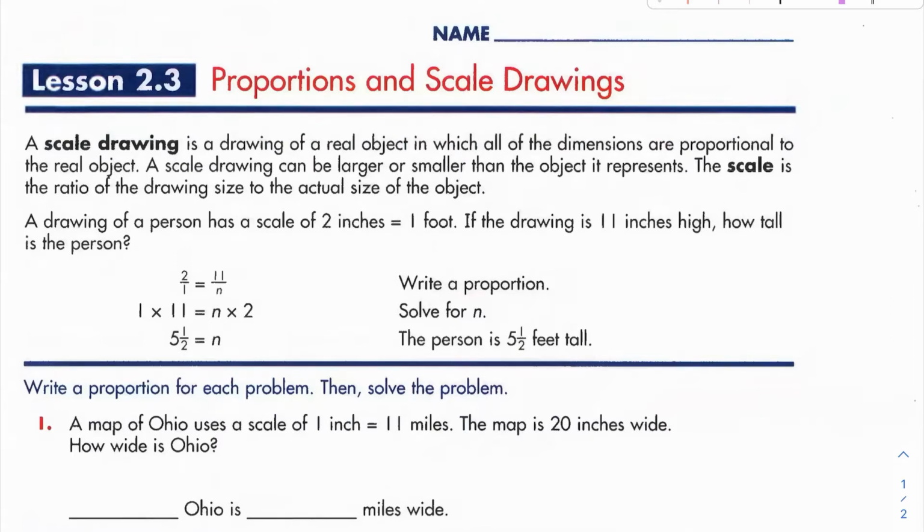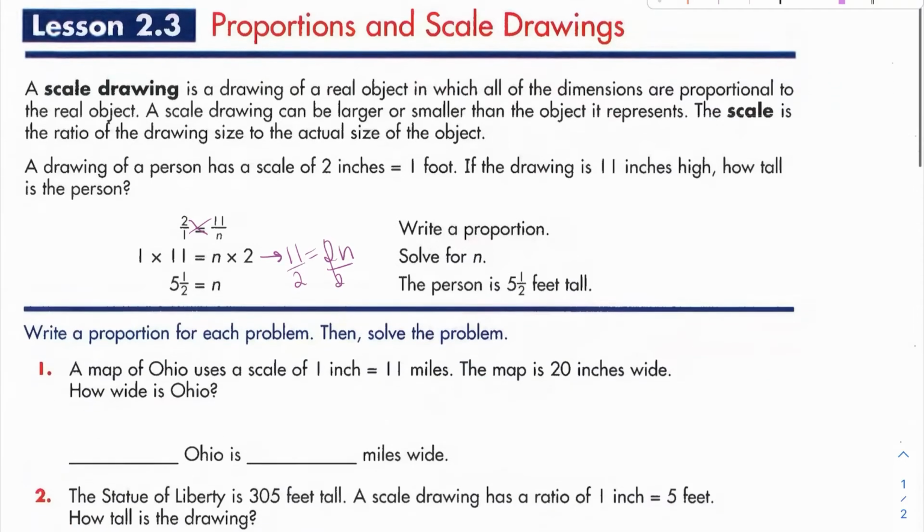So what you would do to solve this is cross multiply. They did 1 times 11 equals n times 2. To solve that, you would write it as 11 equals 2n, divide both sides by 2, and you get n equals 11 over 2, which they have represented as a mixed number as 5.5. So the person is 5.5 feet tall.